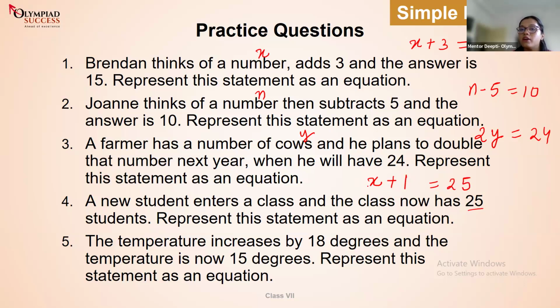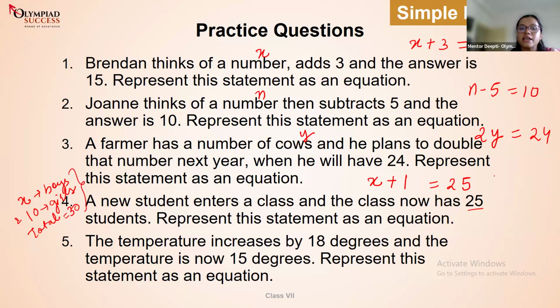How will we make the equation? When we read the question, we need to read between the lines and understand the context of the question. For example, I'm reframing question number 4 with respect to boys and girls. A class has X number of boys and 10 girls. Total students in the class are 30. Represent this as an equation.